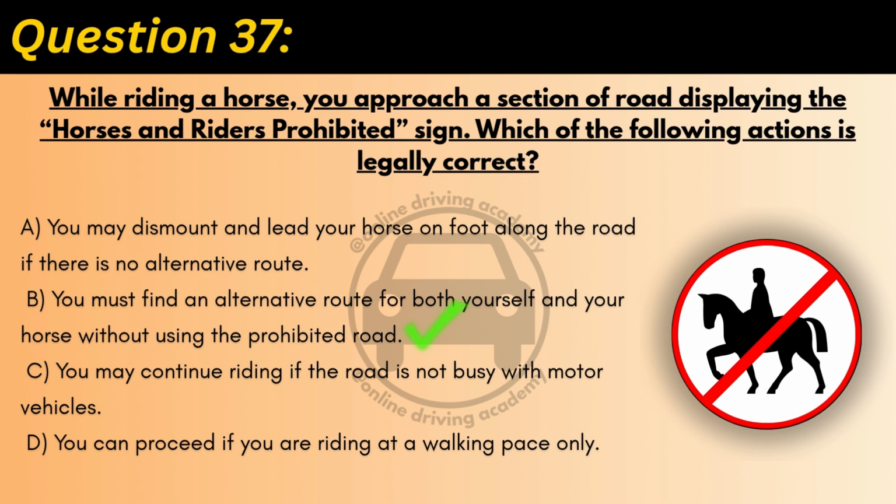Now with option A, it's a bit of a problem, right? Because they say you may dismount and lead your horse on foot along the road if there's no alternative route. A lot of the times people are going to make the mistake of selecting that option. Now that option is still very dangerous, right? You are prohibited from entering the road for a reason. Therefore, option B will be your correct answer. You must find an alternative route for both yourself and your horse without using the prohibited road.